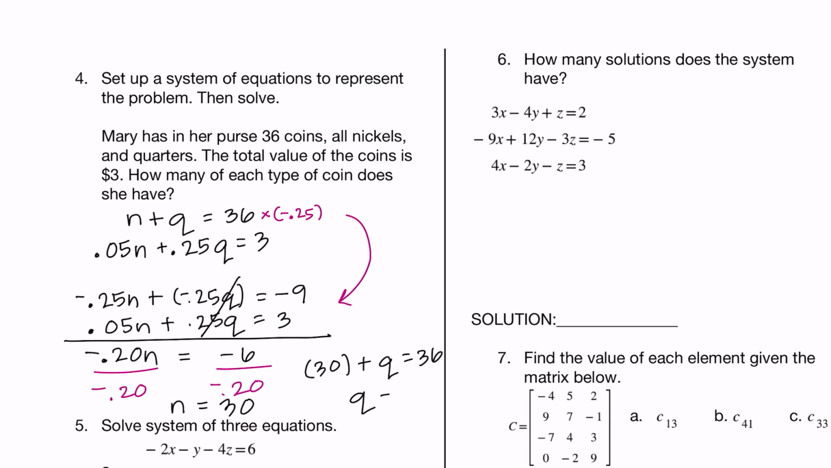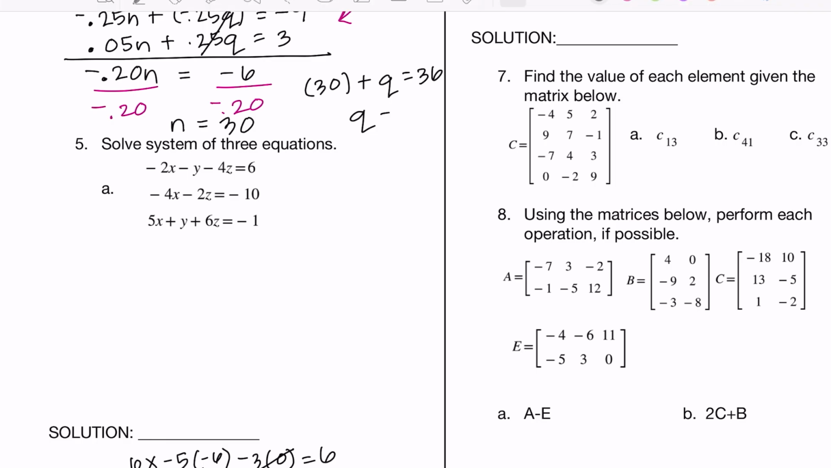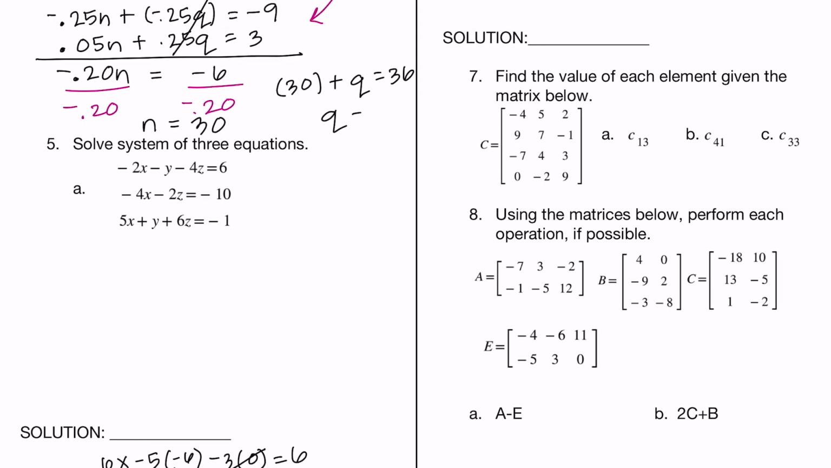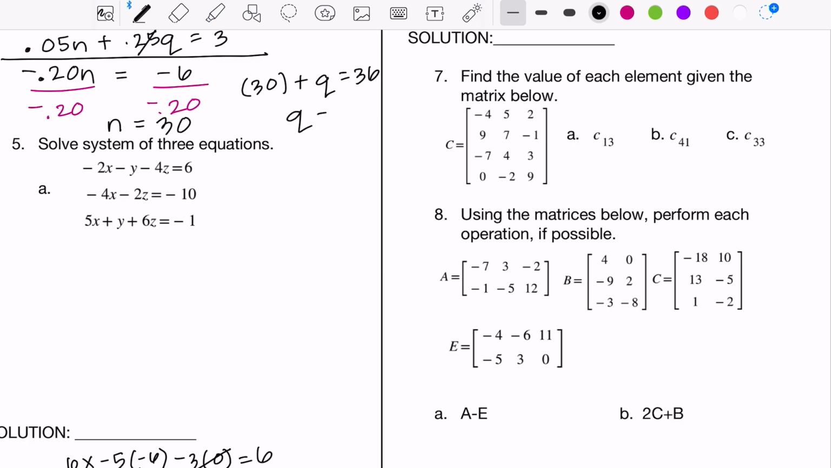So we're skipping number 6 and we're on 7. 7 is pretty straightforward. It's just asking you to list what number would be in that spot. So the first number is the row that you go to. So this is row 1, row 2, row 3, row 4. And this is column 1, column 2, column 3. So it says go to row 1 and column 3. So row 1, column 3 is 2. Row 4, column 1 is 0. And then row 3, column 3 is 3.